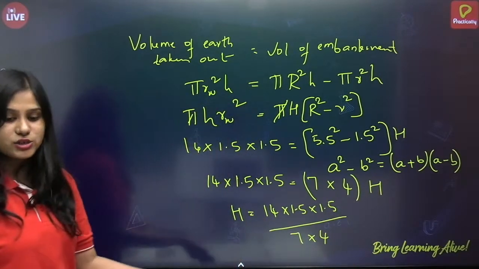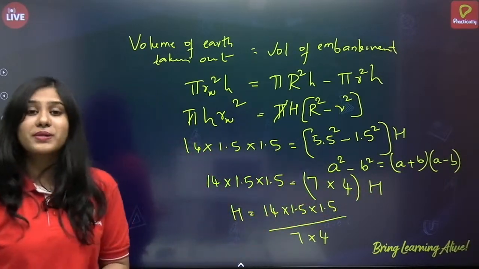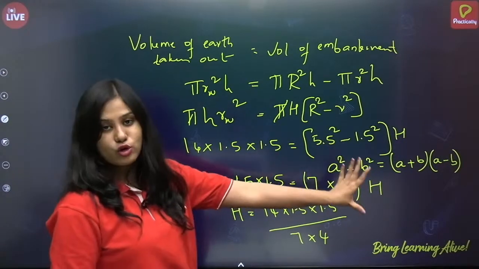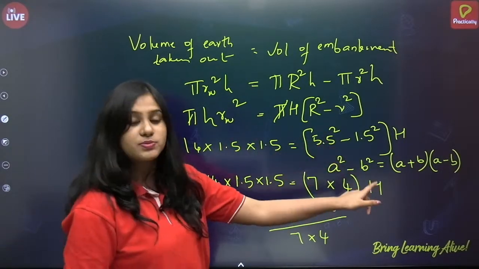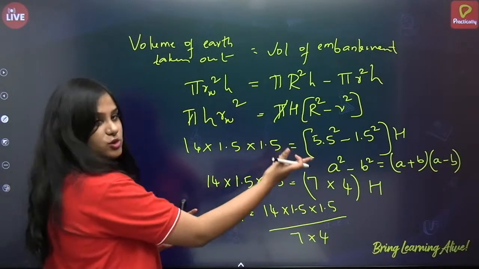Isn't the calculation simple when you use the identity? Because when you multiply, you make it so complex, you also waste your time. So we have to save time. So this is the method we follow. Whenever you see a square minus b square, just apply the identity, okay? Unless it is easy to solve otherwise.